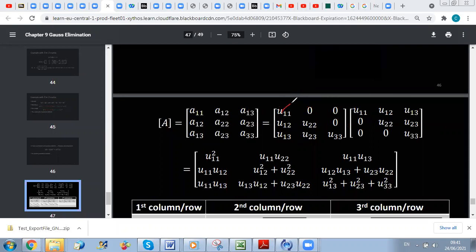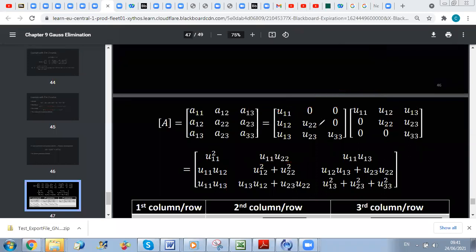So you have U11 times U11, which is U11 squared, plus 0 plus 0. So the first element is U11 squared. Now we proceed to the second row times the second column, which will give us U11, U12 plus 0, U22 plus 0. So the second element of my product will be U11, U12. I will proceed in a similar way for all elements.